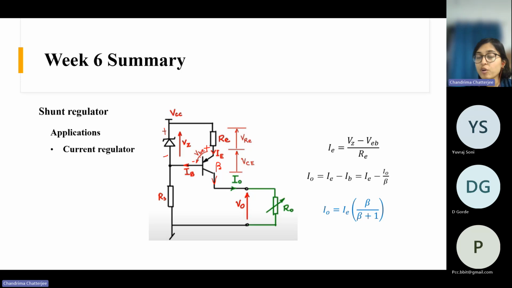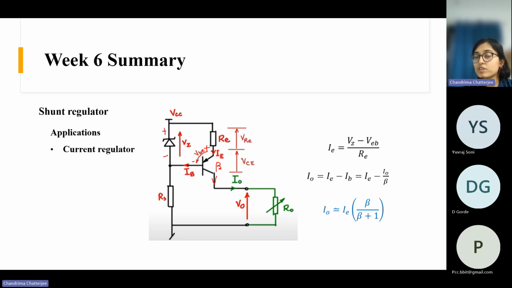That this is the forward voltage drop. So this is also a constant value. This obviously changes with temperature, but right now we are not considering that. So these two values are constant and RE is also constant. So independent of this R naught value, IE is constant and beta is also constant. So this load current is constant here.